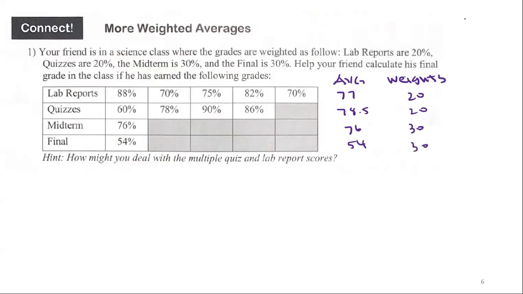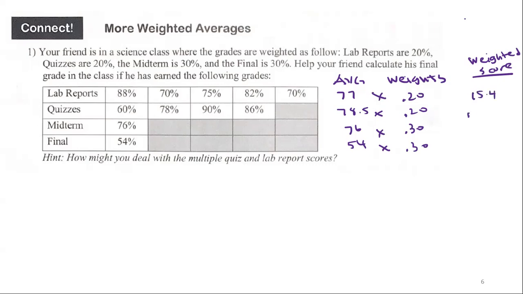Okay. So I'm going to change the weights here from percent to decimal. So I'm going to change this to 0.2, 0.2, 0.3, and then 0.3. After we change the weights to decimals, we're going to multiply the average times the weights. And this is what is called a weighted score. Maybe write that there. A weighted score.